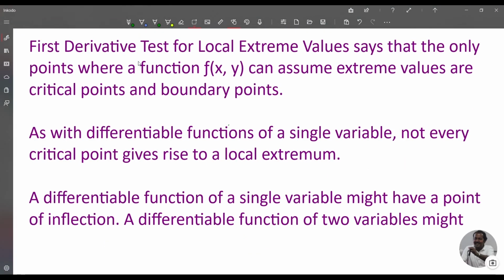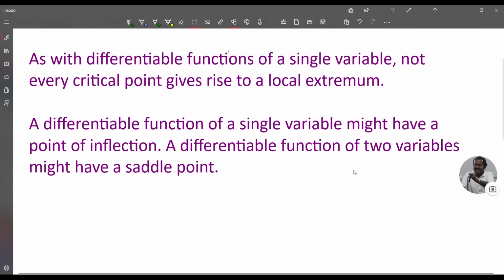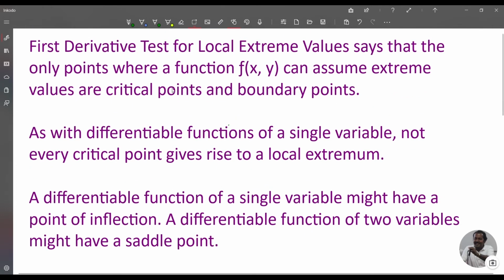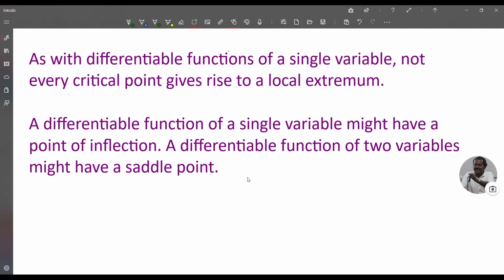The first derivative test for local extreme values says that the only points where a function f of x y can assume extreme values are critical points and boundary points. As with differentiable functions of a single variable, not every critical point gives rise to a local extremum. A differentiable function of a single variable might have a point of inflection. A differentiable function of two variables might have a saddle point. Not every critical point is an extreme point. They may be saddle points also in case of functions of two variables.